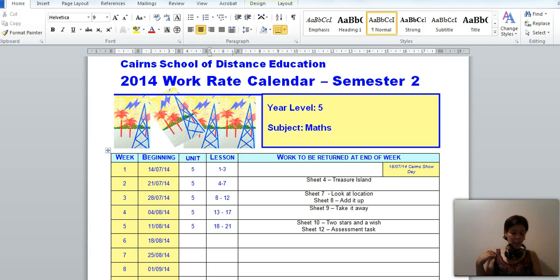The other topics that will be included in the unit are alphanumeric grids, so looking at A3 and locating objects on a grid, which is quite easy, and also direction. They'll also be looking at regrouping strategies for addition and subtraction, and different strategies for multiplication and division.